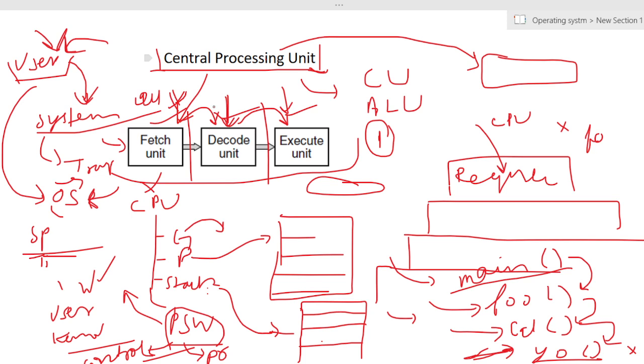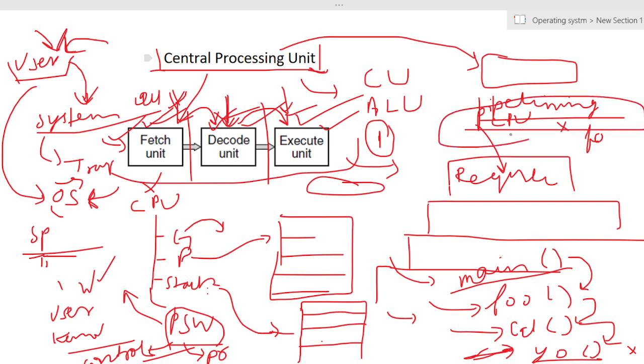Now this can happen: at a particular instance, the fetching unit is fetching one process, decoding another process, and executing yet another process. And this is known as pipelining. At a particular instance, it is fetching one process, decoding another process, and executing another process rather than fetching, decoding, and executing a single process. This is known as pipelining.